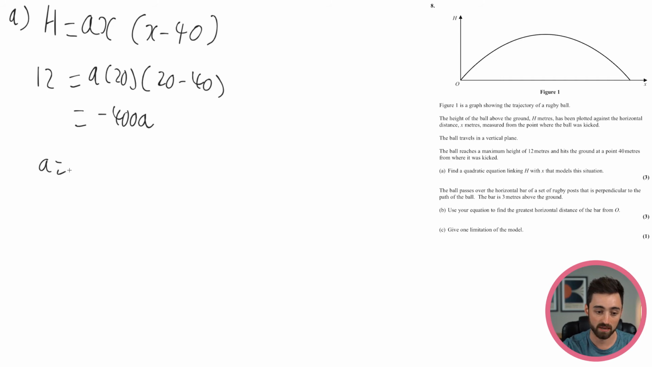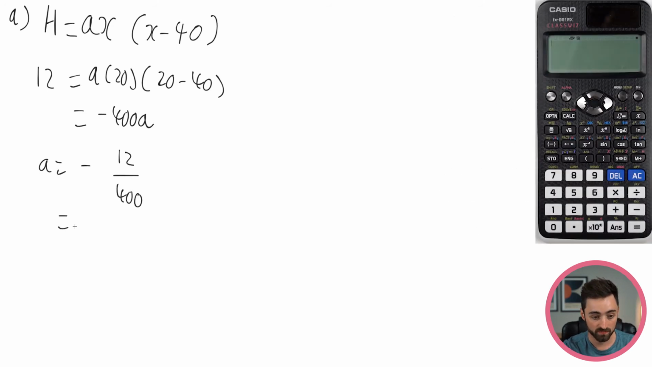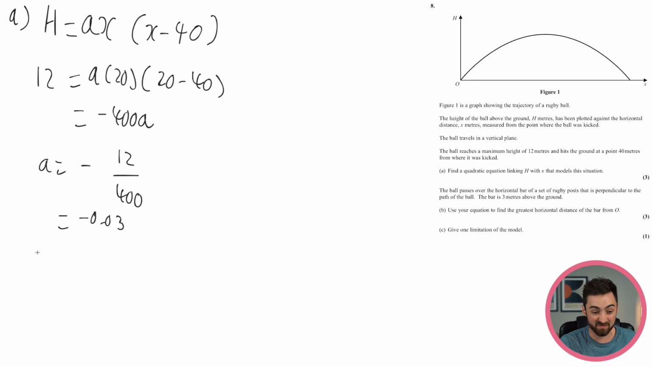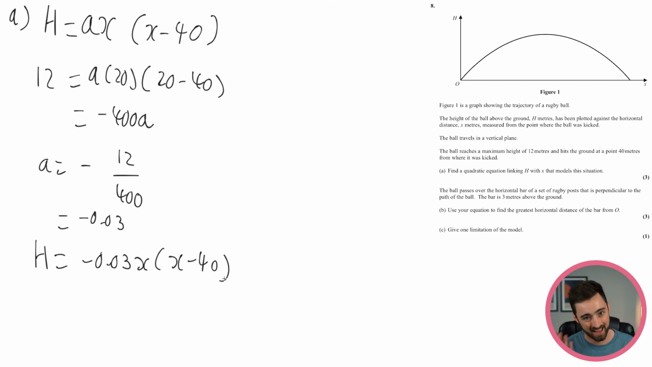So A is just going to be minus 12 over 400, which, if we put this into our calculator, is going to get me minus 0.03. Cool. So that's actually giving me H, hasn't it? I get H equals minus 0.03X times X minus 40, because this is the equation that satisfies all three of those things that I need to happen.